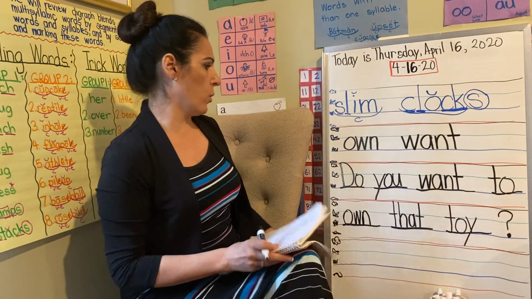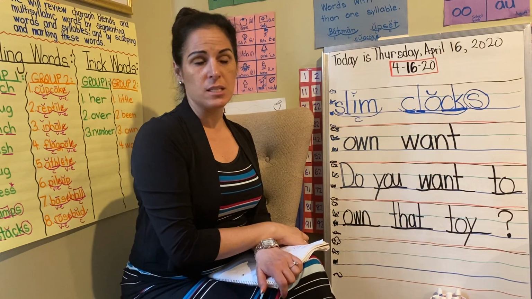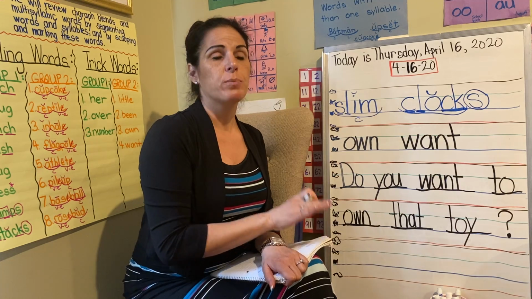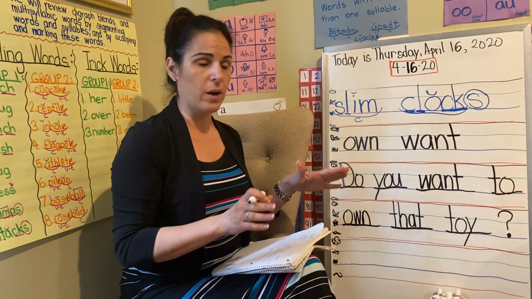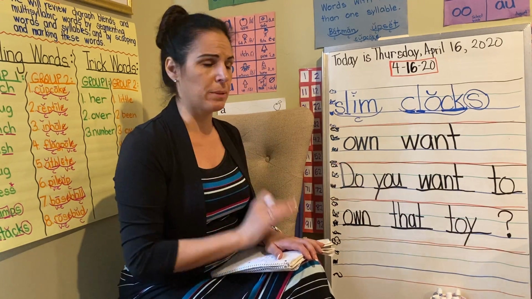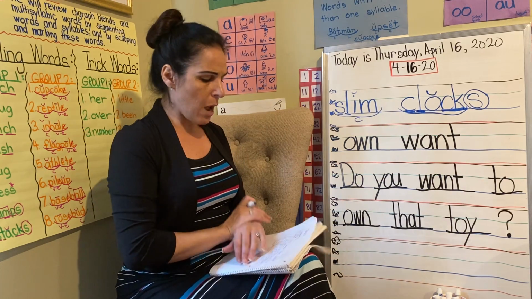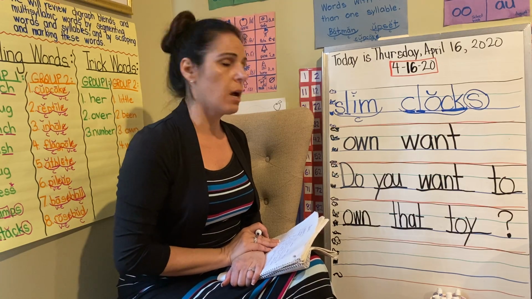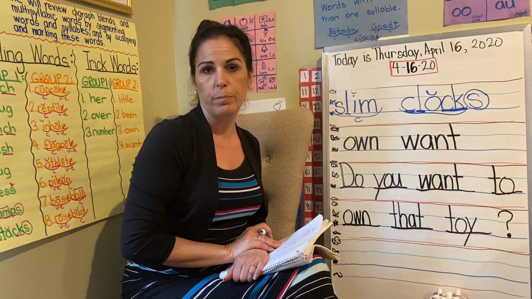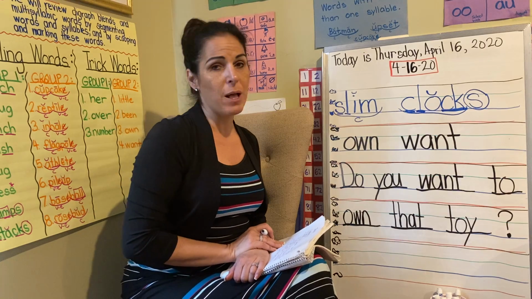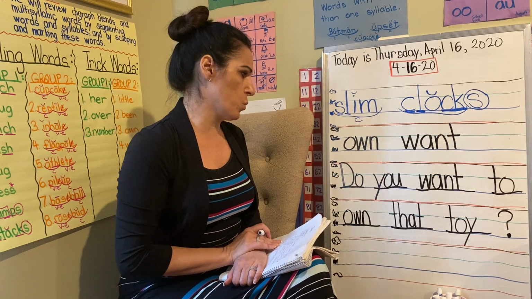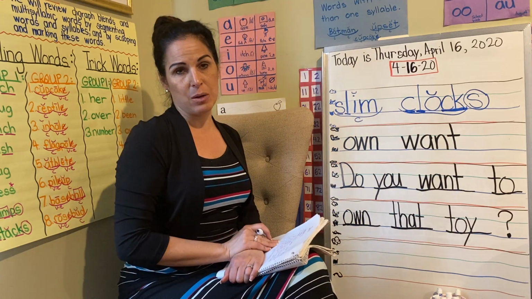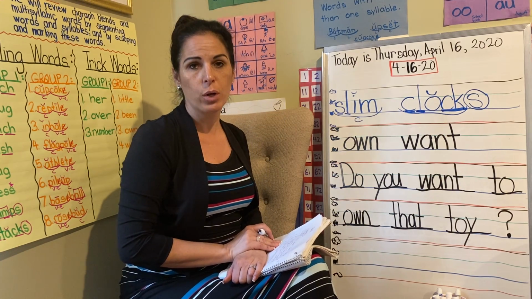All right, so taking a look at your sentence, if you're not finished writing the sentence, pause the video and go ahead and finish it. Those of us who are finished, we're going to move on. Just keep pushing play when you're finished so we can move on. I want you to go ahead and find the word want. When you find the word want, circle the word. If you forget how to spell want, think about the beginning sound and the ending sound to see if you can figure it out.